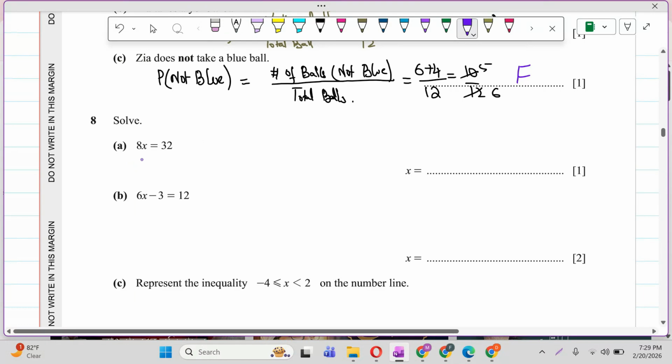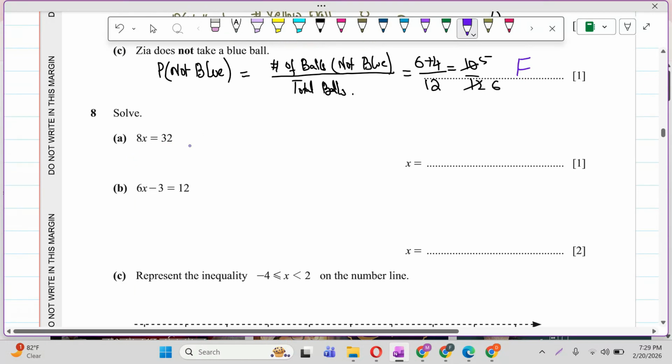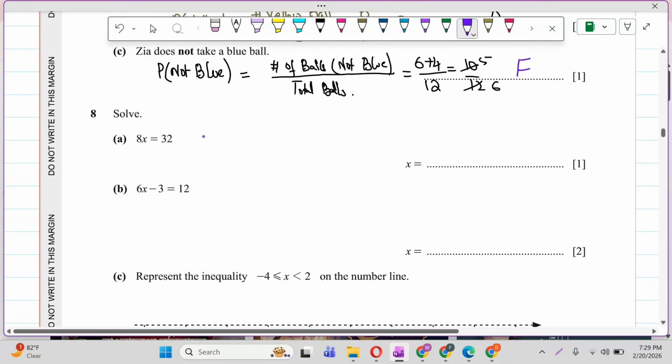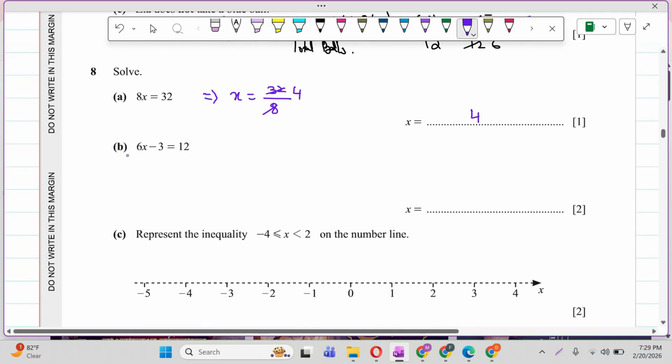Okay, question number 8. Solve 8x equals 32. So x is equal to 32 over 8, because 8 is a multiple here. When we switch it to the right side, it will be divided. So this is equal to 4. So x is equal to 4.